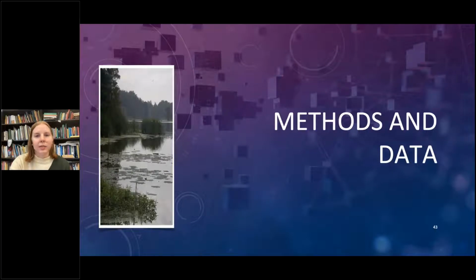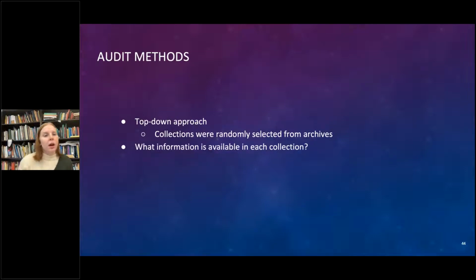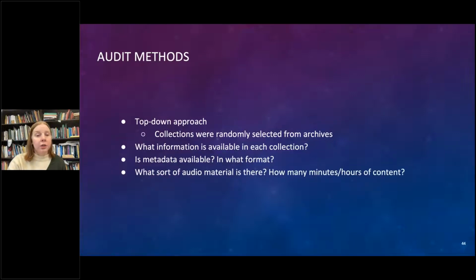Okay, so let's get into the methods and the data that we had for the collections. For our audit methods, we used a top-down approach. So we randomly selected collections from archives. Semi-randomly, we tried to have a spread over the globe and use different archives, but we didn't really have any knowledge of what was in these collections in the beginning. We wanted to know what information is available in each collection: what metadata is available, what format it is in, what sort of audio material is there, and how much. How usable are the collection materials for forced alignment, which we'll talk about a bit on the next slide.